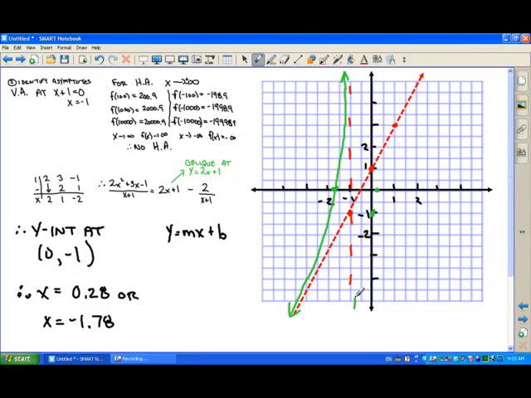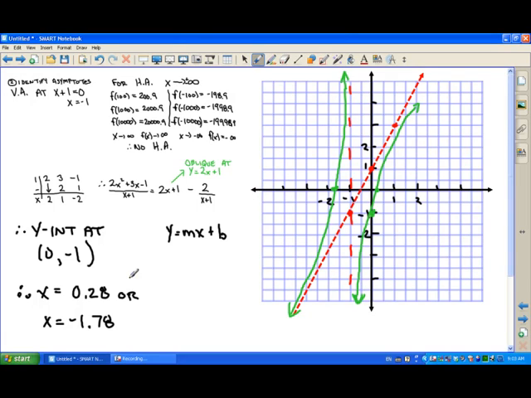I'm also going to get close to that asymptote at negative 1, pass through my y-intercept and my x-intercept, and continue on like that. Okay, that's my poorly drawn function, hard to do on the smartboard.